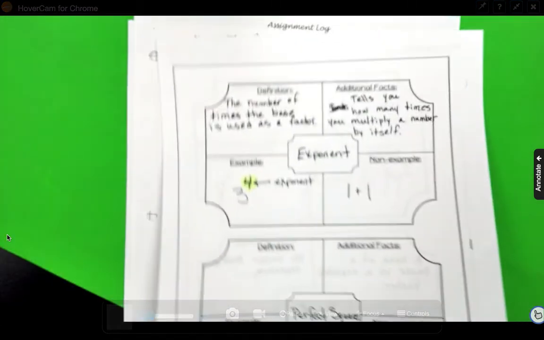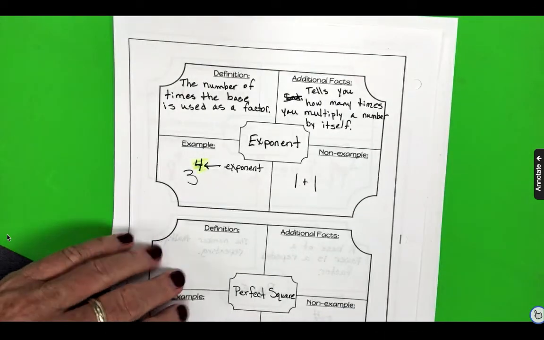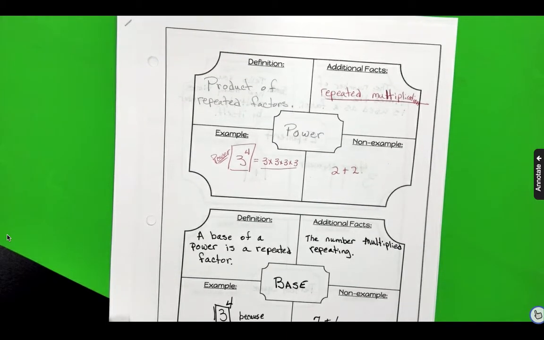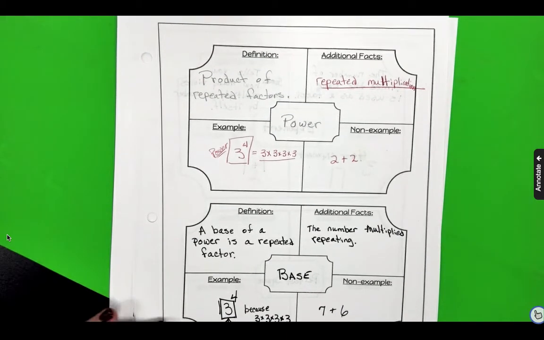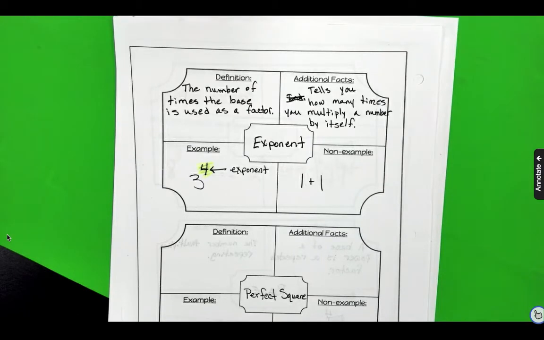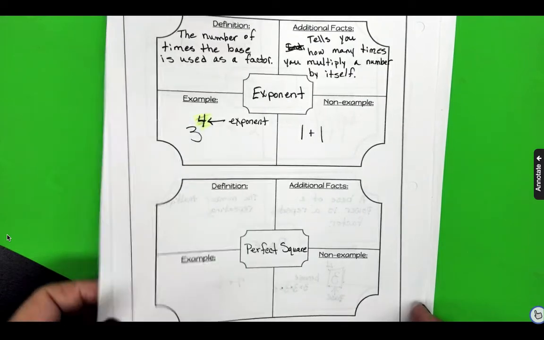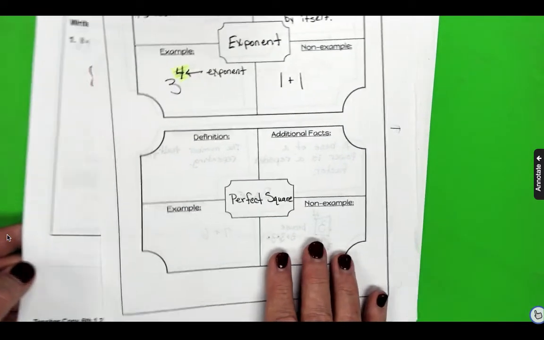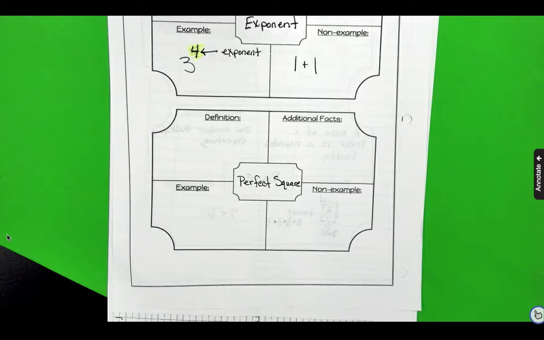Okay, yesterday we started out and we defined the words power and base. And we were talking about the exponent, so we know what an exponent is. And I told you we had one word left that we wanted to make sure we got the definition of, and that was the definition of perfect squares. And we started out talking about the fact that a perfect square is the square of a whole number, okay?